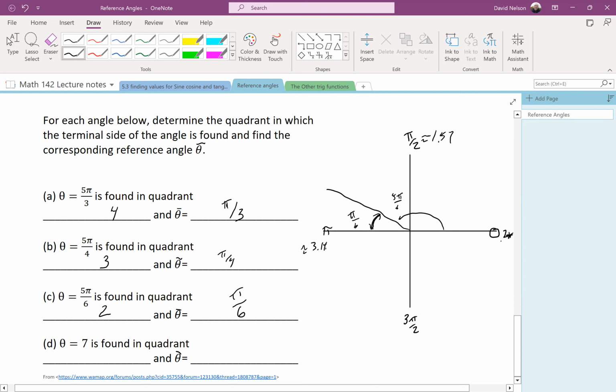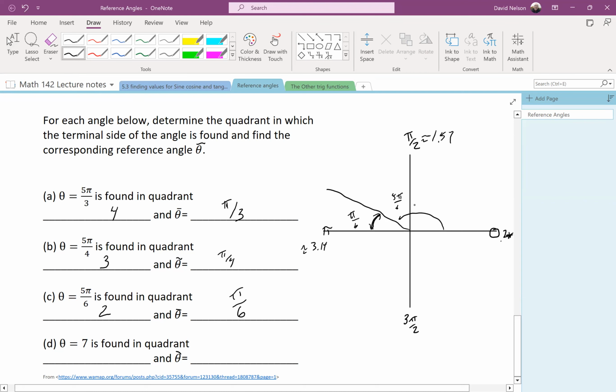And so pi over 2 is about 1.5. If you do pi plus a half pi, you'll get 3 pi over 2. So that will give us about 4.71 there.